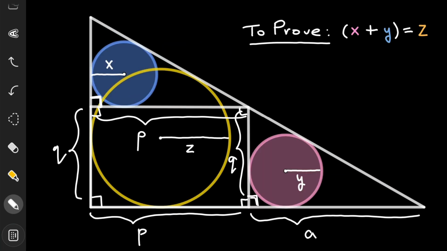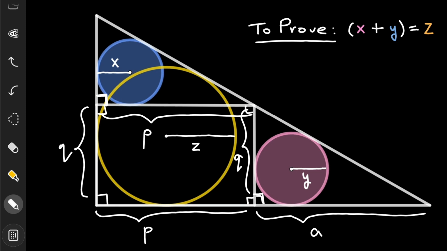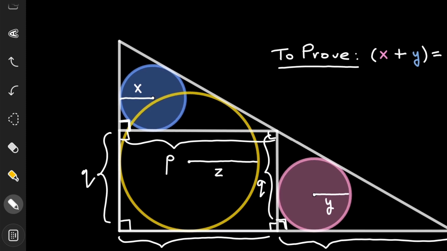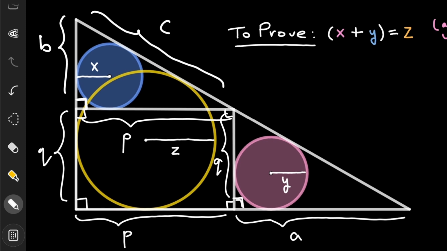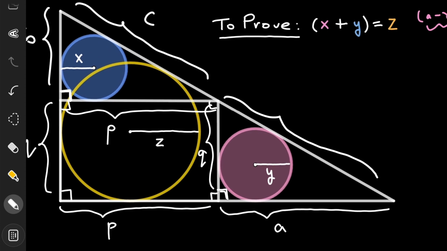Okay, so here we can see that because of this rectangle, some of the lengths became equal to each other, and this is going to play an important role in our solution. So now let us take the lengths of the remaining line segments as variables. The length from here to here we are going to take as a variable b, the length from here to here as a variable c, and the length from here to here as a variable d.